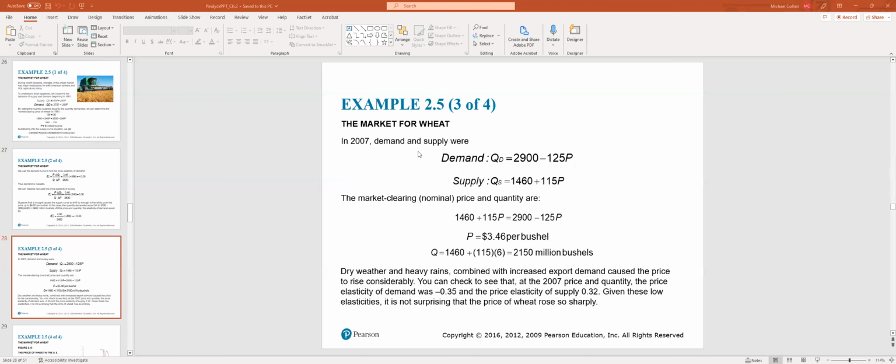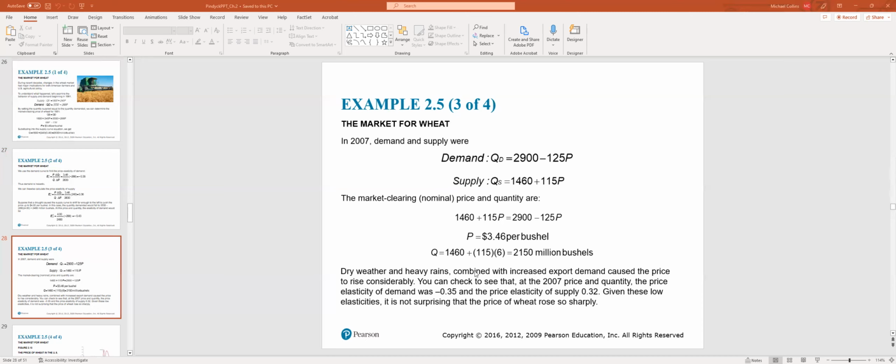In 2007, the demand and supply were 2900 minus 125p. So this stuff can also not only change, it can change with time too. Maybe in this 2007 world, there's more soybeans available as an alternative to eat something. The market clearing nominal price and quantity are 1460 plus 115p equals 2900 minus 125p. That comes up to 346 bushel at 2150 million bushels.